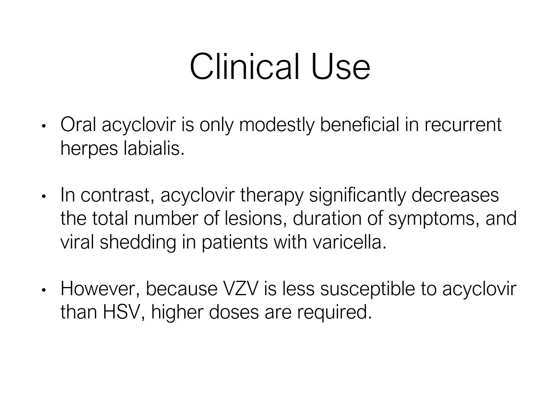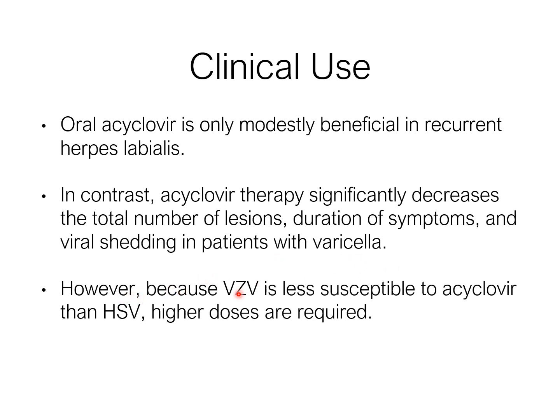This is maybe because the virus can have a predictable course, and while acyclovir can shorten the duration and reduce the number of outbreaks, its effects are limited compared to other treatment options for herpes simplex virus. On the other hand, when we're talking about acyclovir therapy for varicella zoster virus, it is much more effective. It can significantly reduce the total number of lesions, the duration of the symptoms, and the viral shedding in patients with varicella.